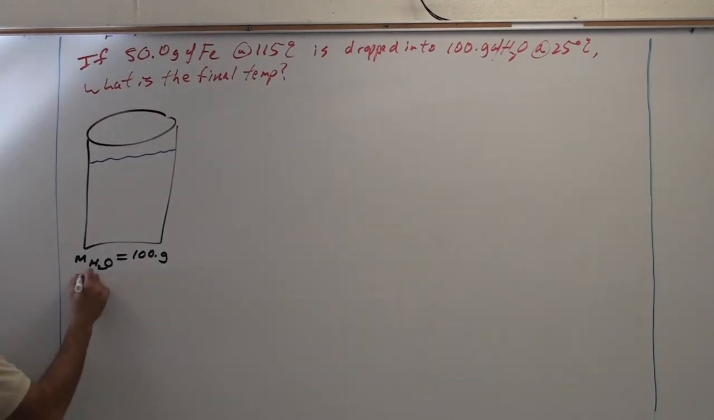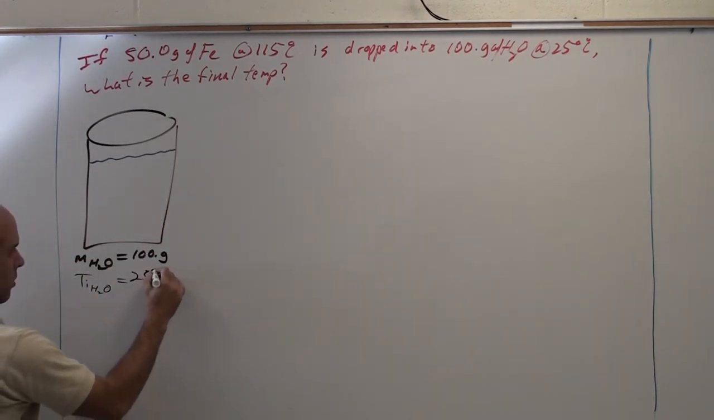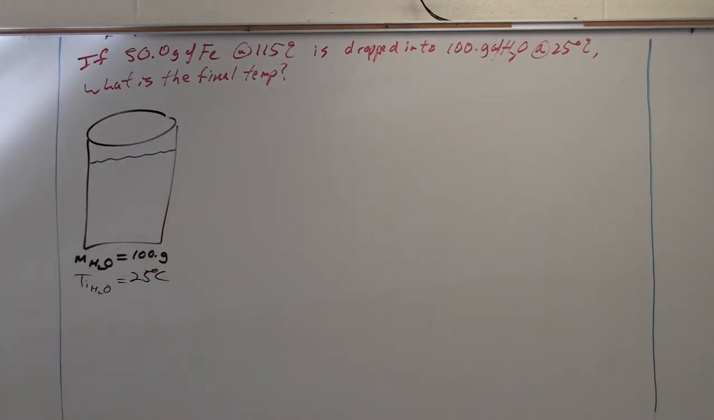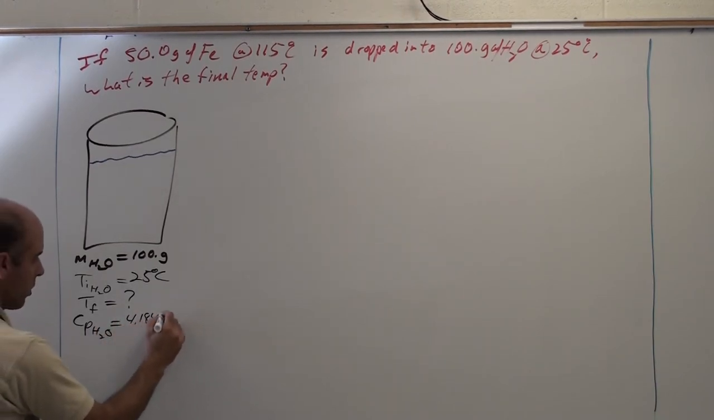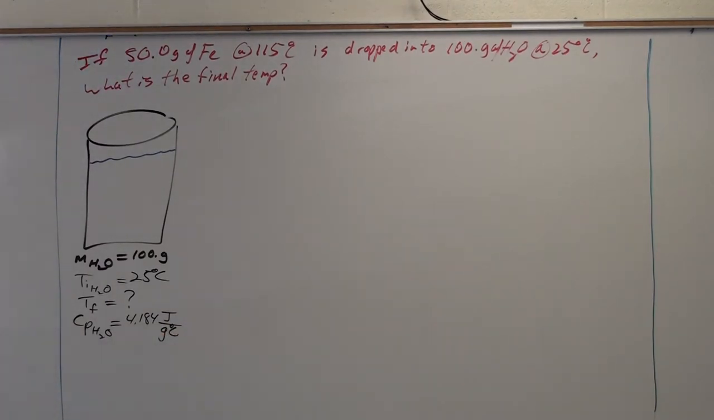The initial temperature of the water is 25 Celsius. We are trying to find the final temperature. And the specific heat of water we can look up. It is 4.184 joules per gram degrees Celsius. I got that from your book or your appendices.